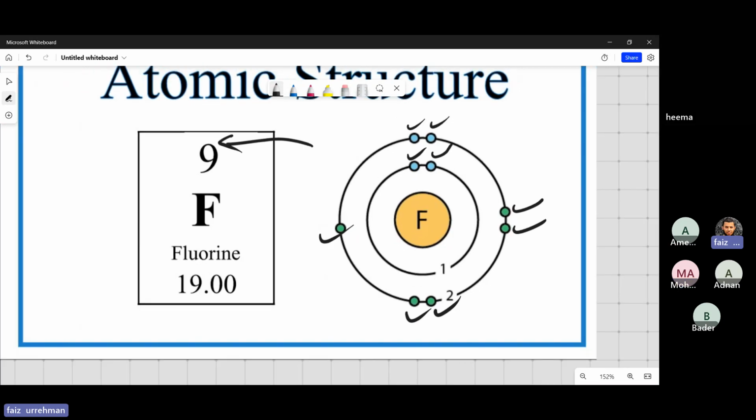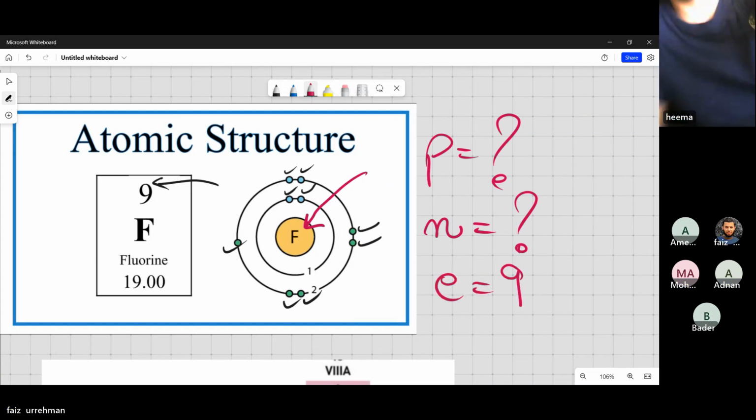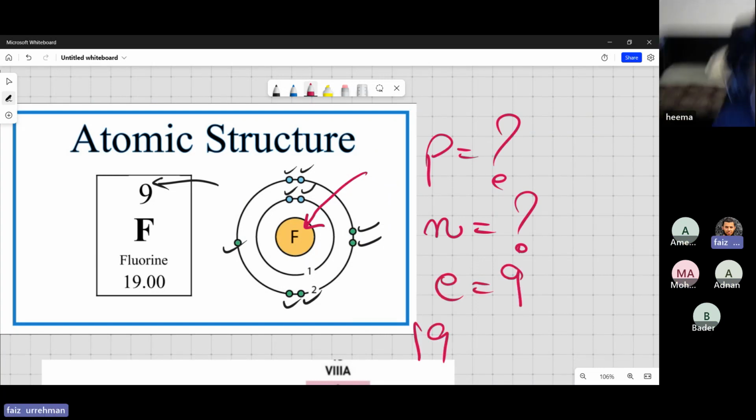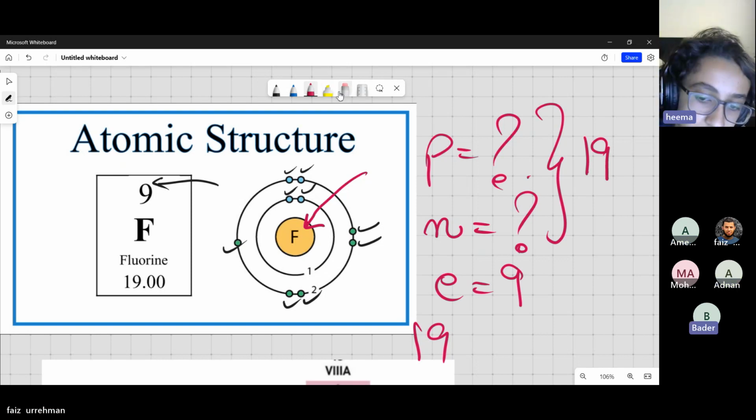It's shown here. Very good. Now, can you tell me what will come in this nucleus? How many protons and how many neutrons? This is my question to you guys. Electrons is 9. And the total sum should be 19. Yani this guy plus this guy should be 19. Proton is 9 and the neutron is 10. Yes.